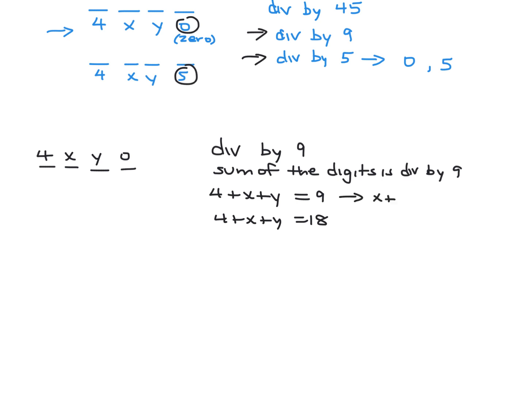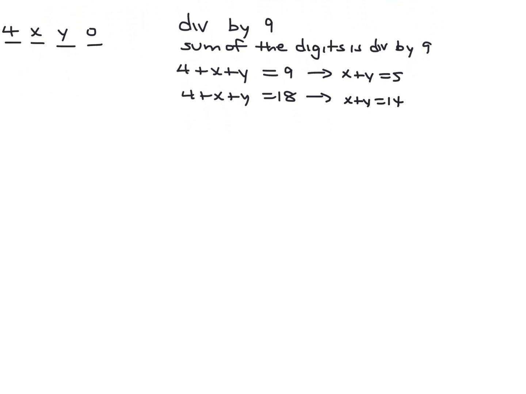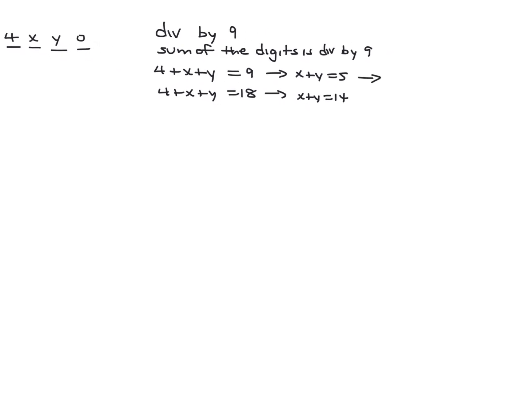This one gives me x plus y is 5, and this one gives me x plus y is 14. So with those, I just have to now manually create the ordered pairs, I guess. So for this one, it would be 0, 5 for x and y. 0, 5, 1, 4, 2, 3, 3, 2, 4, 1, and 5, 0. Okay, so that's 1, 2, 3, 4, 5, 6. So I got 6.